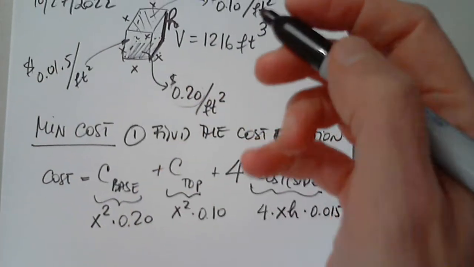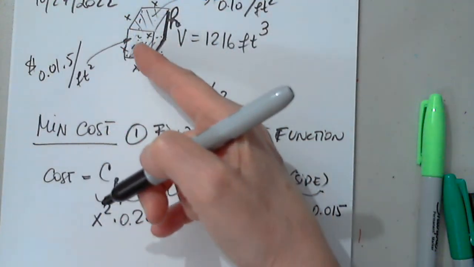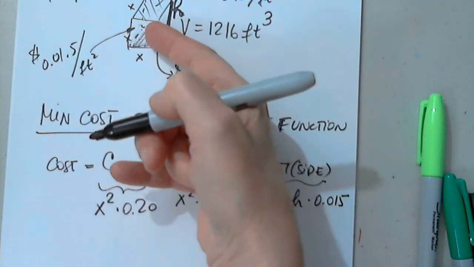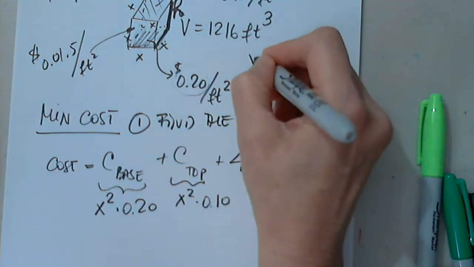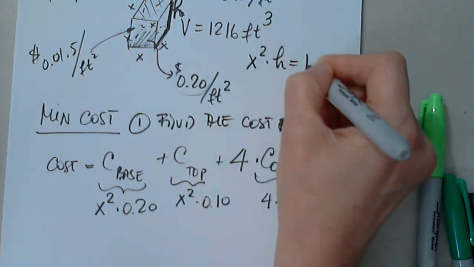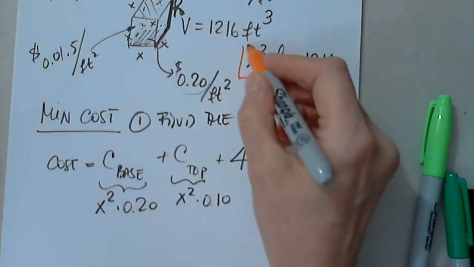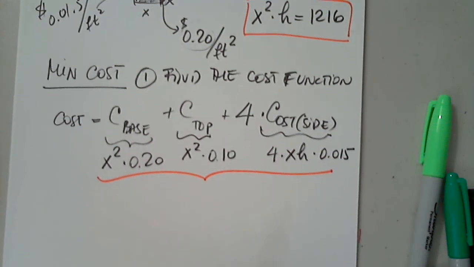We also know that the volume is given to us. Can anyone give us the formula for the volume of this box? Area of the base times the height. So x squared times the height equals 1216. So now I'm going to use this and all this to determine the cost function of one variable only.